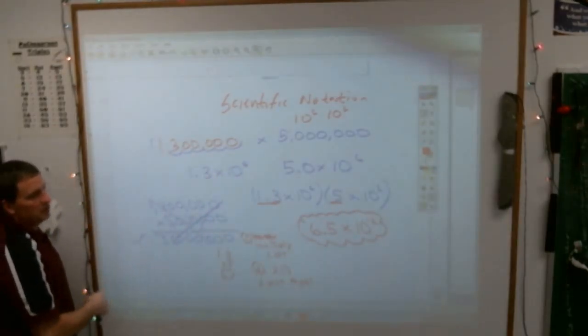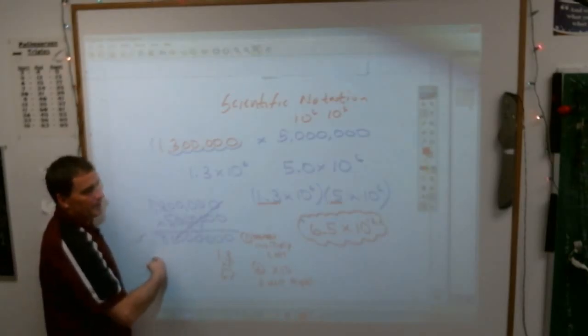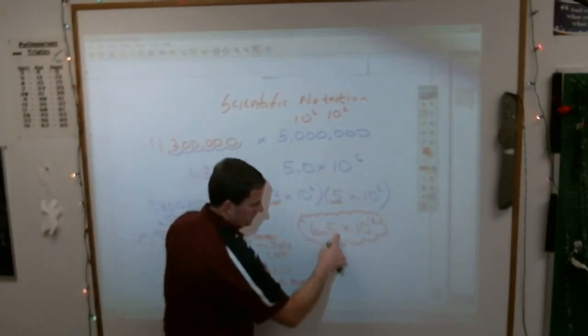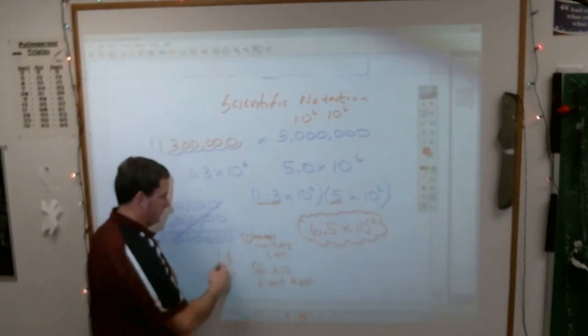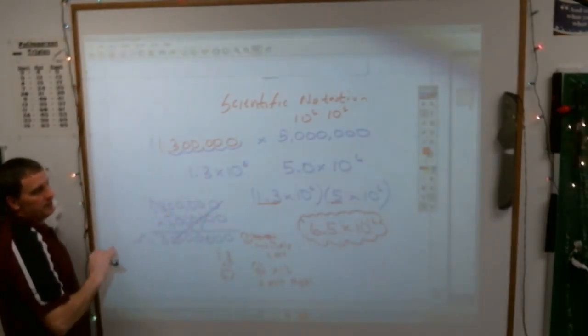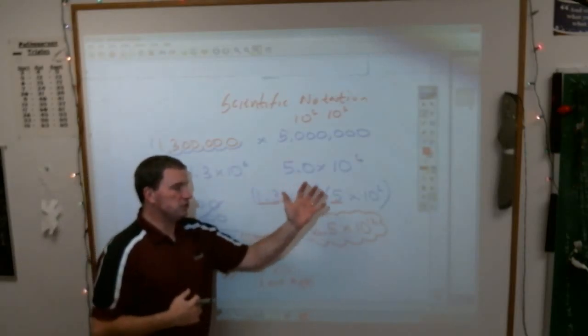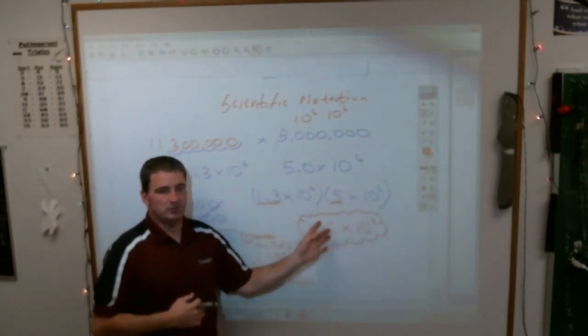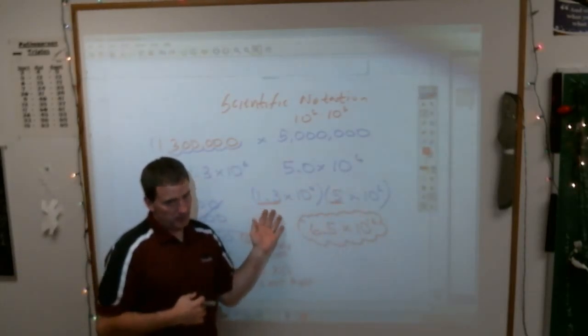Which means if I was actually writing it out long form, I would have 6.5, move it over here, and then have 11 more zeros after it, which is what I would have gotten had I written it out like this and tried to do it. This is by far a much easier way to keep all your zeros and extra digits straight.